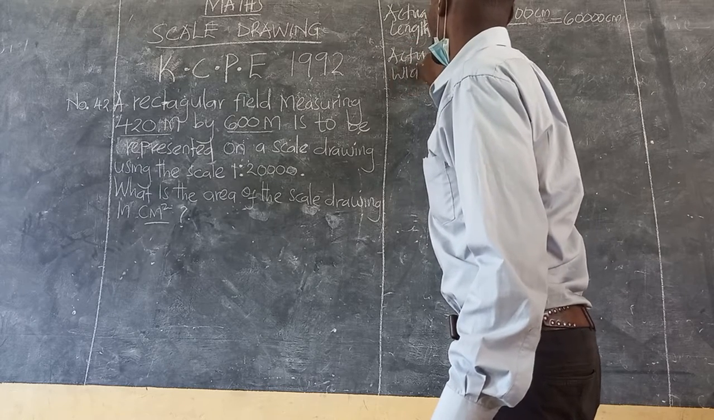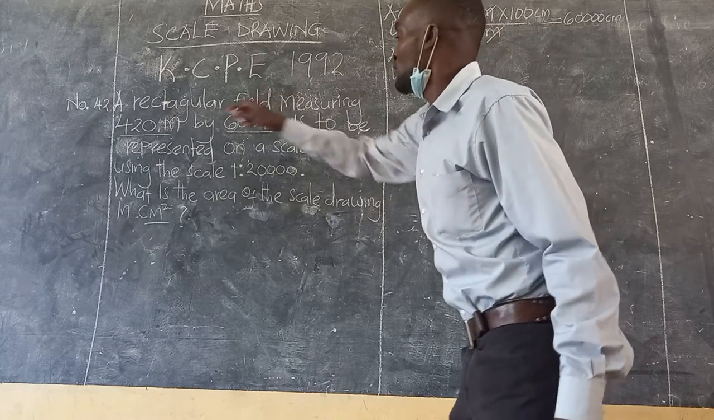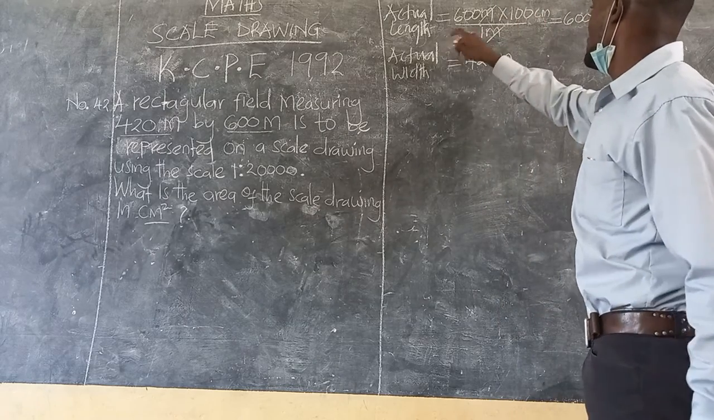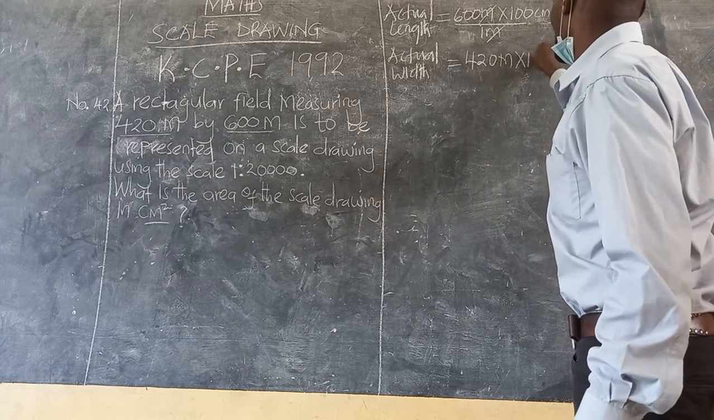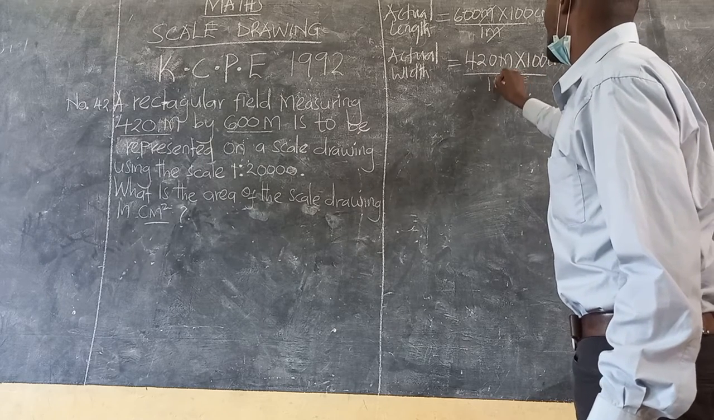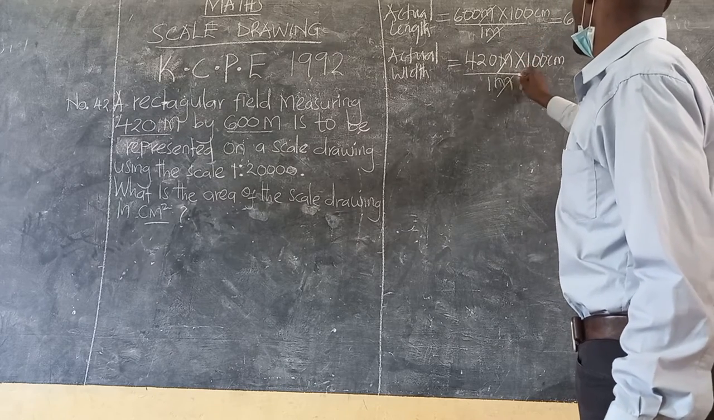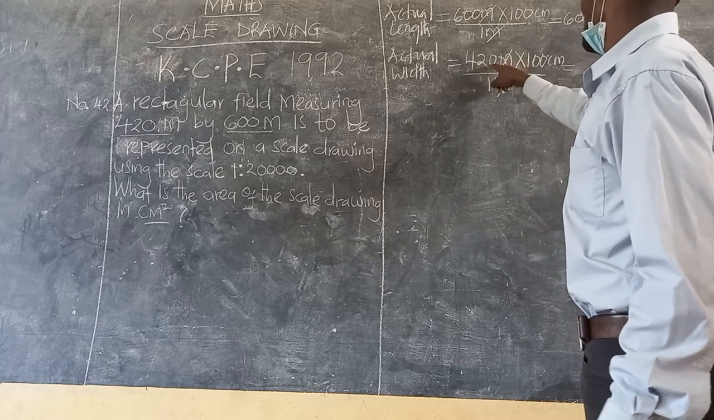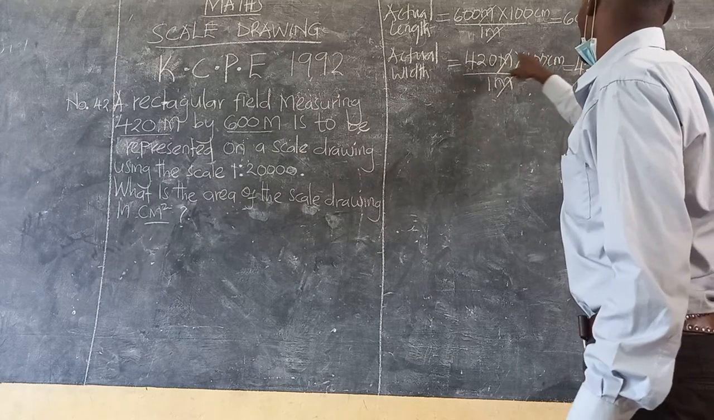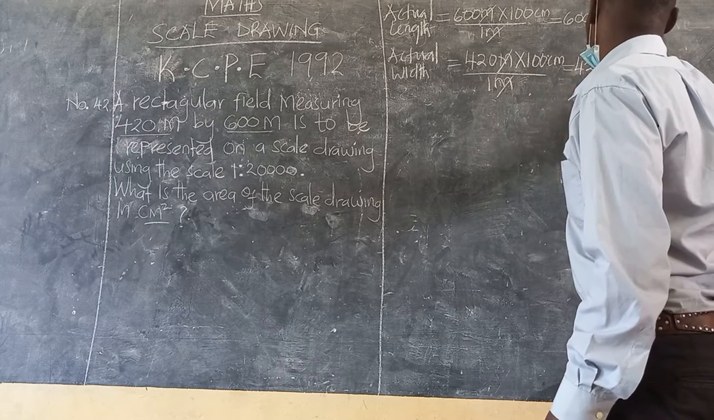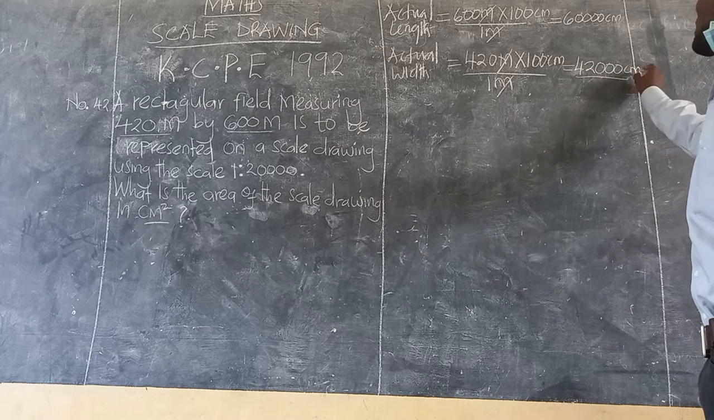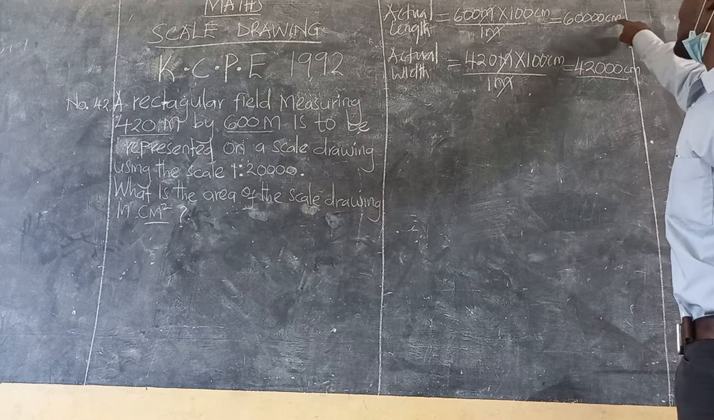What about our actual width? Our actual width is equal to 420 meters, we want to change it to centimeters. Again, we multiply by 100 centimeters and divide by 1 meter. So meter goes with meter. So here again we get 42,000 centimeters. So this is our actual width expressed in centimeters. This is our actual length expressed in centimeters.